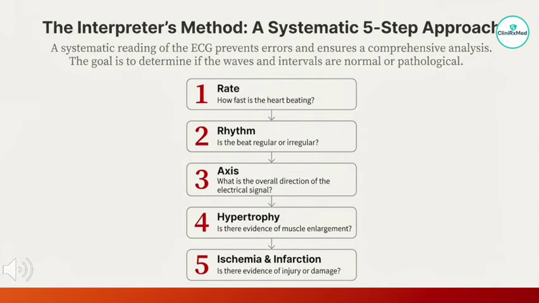Step 1. Rate. First, we determine the heart rate. Is the heart beating at a normal pace of 60 to 100 beats per minute? We look for bradycardia, too slow, or tachycardia, too fast.